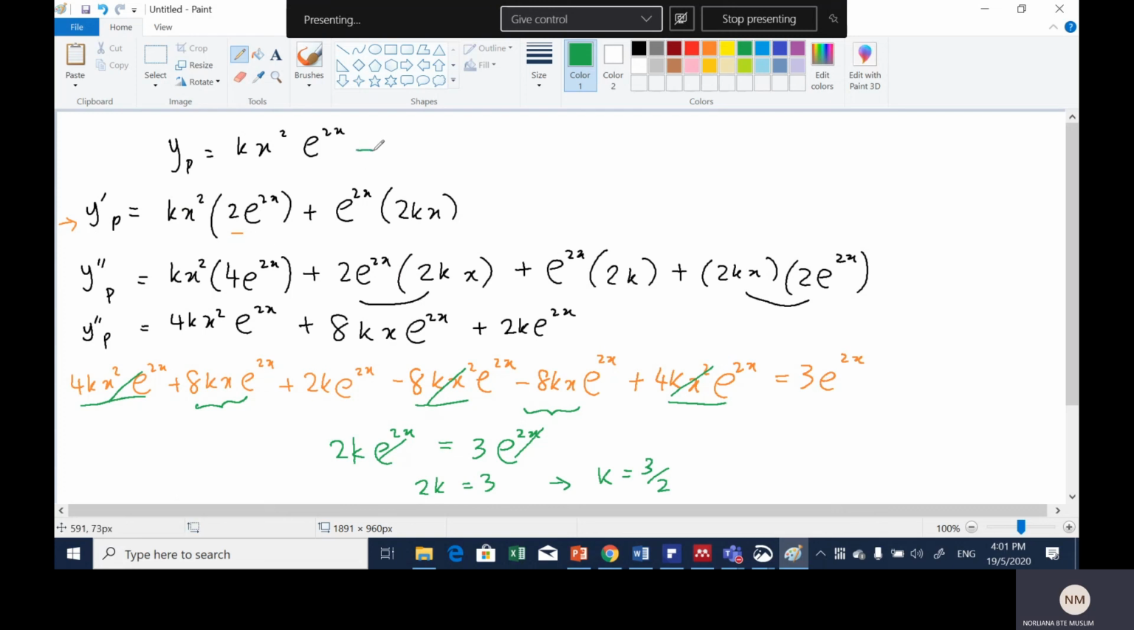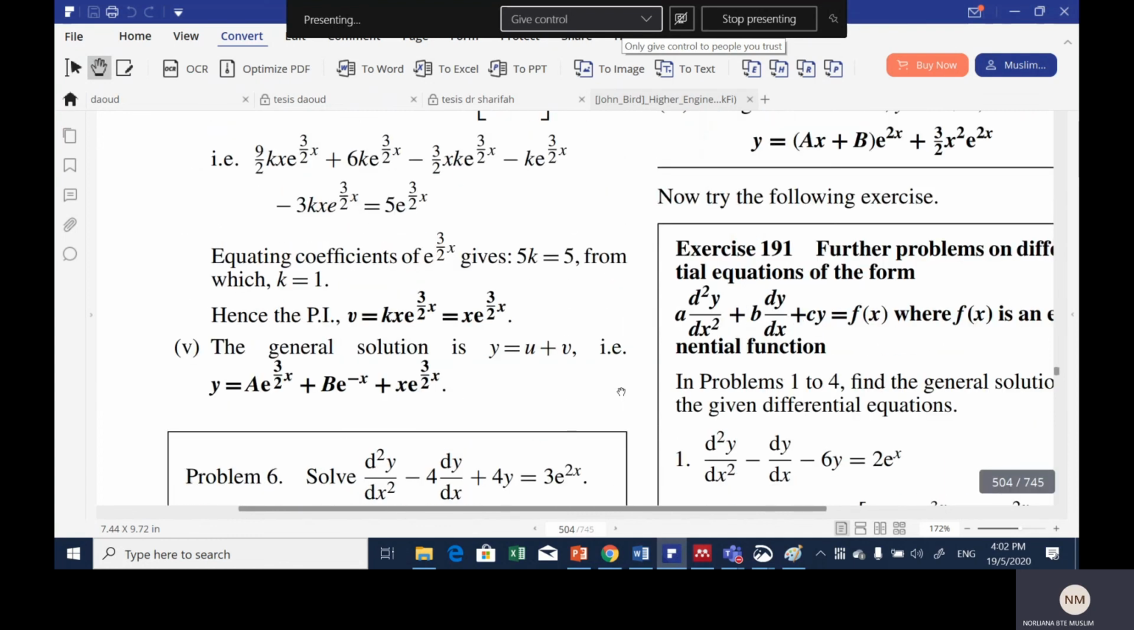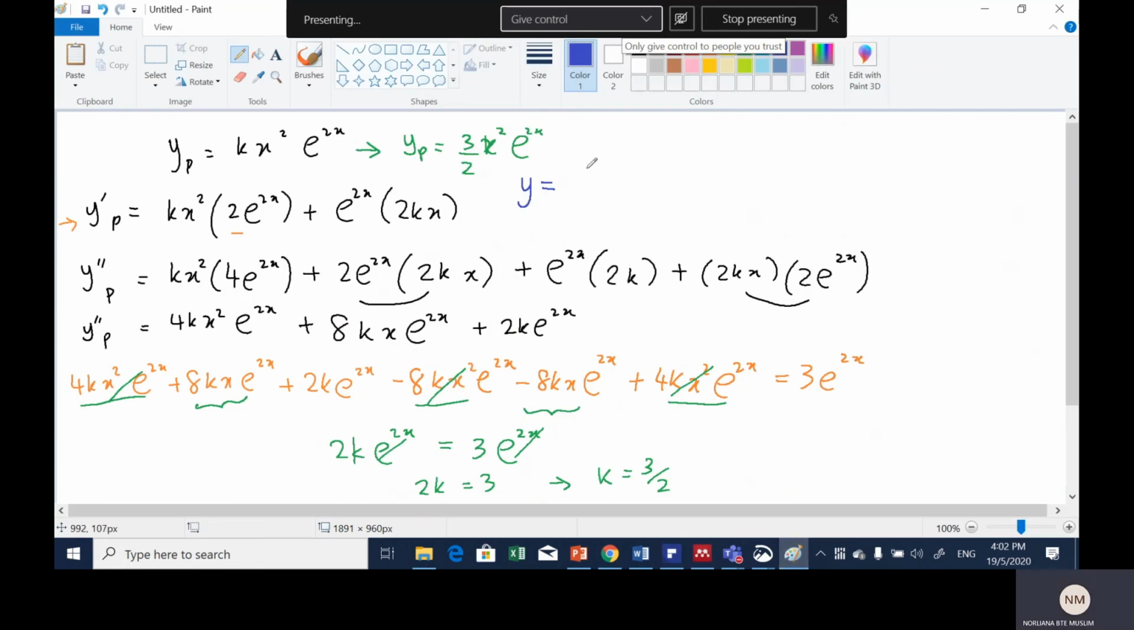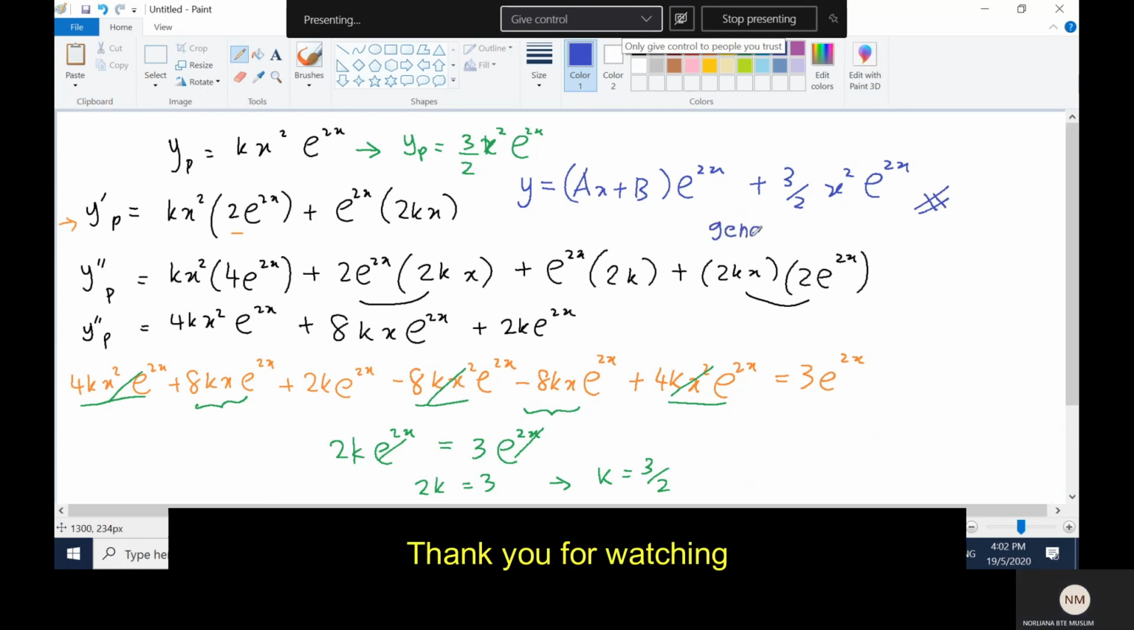So our yp here is 3 over 2 x squared e to 2x. And then the final step is to write down the general solution. Our yc is now (Ax plus B) e to 2x. So this is yc, and then plus our yp here, 3 over 2 x squared e to 2x. So this is the final answer for the general solution.